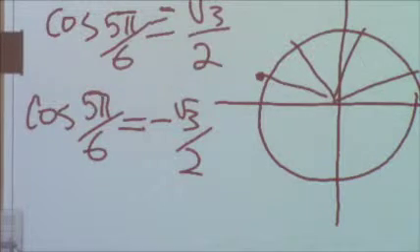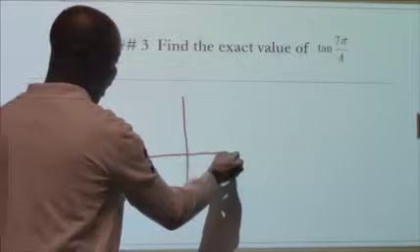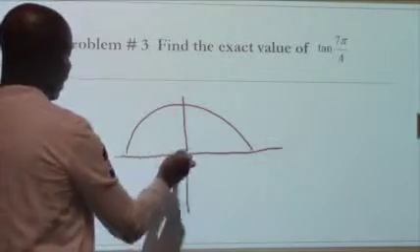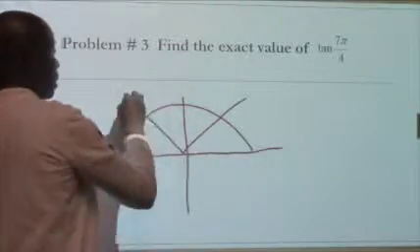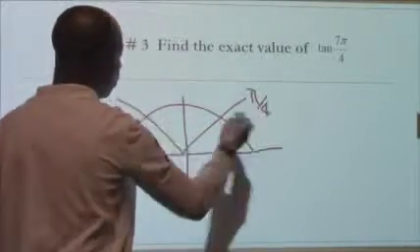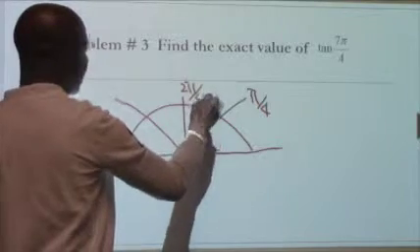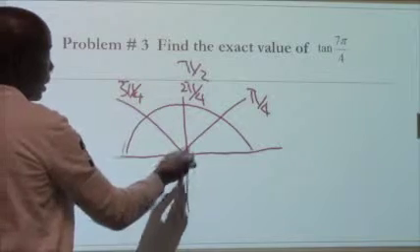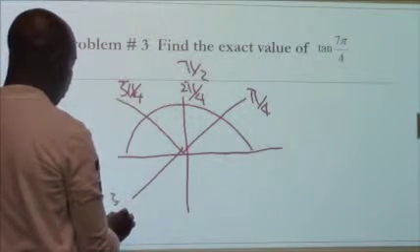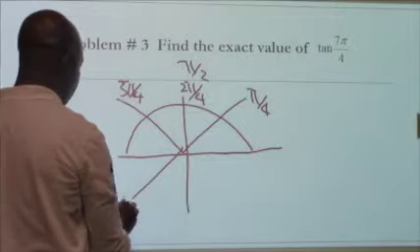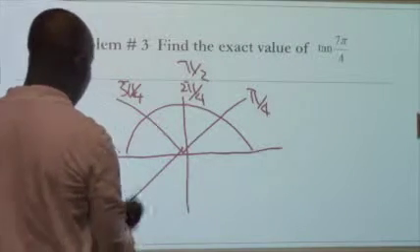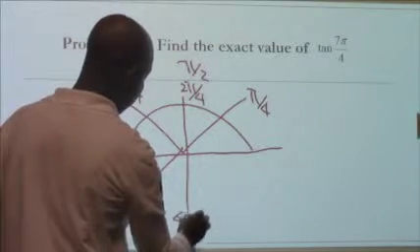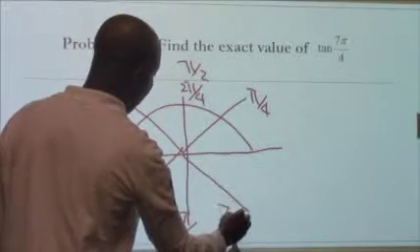Okay, let's look at another problem. Here's my pi from here to here. Pi over 4 means I'm dividing this pi into 4 parts. So this is pi over 4. This is 2 pi over 4. When I simplify this, I'm going to have just pi over 2. This is 3 pi over 4. And this is 5 pi over 4. This is 4 pi over 4. This is 6 pi over 4. And this is 7 pi over 4.